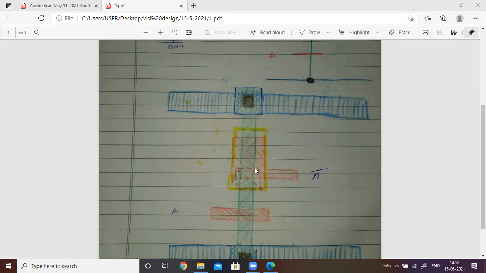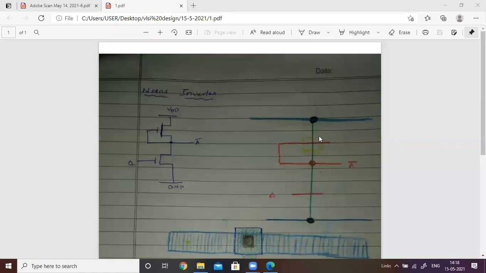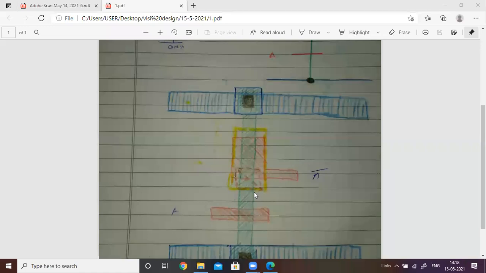Next, how to identify the depletion mode transistor? By placing an implant. We can draw the implant over the complete transistor structure. Just remember how to draw the channel implant from the boundary of the channel. What is the boundary of the channel? The overlapping region of the polysilicon and the diffusion. This is the overlapped region. This is called the channel of the depletion mode transistor.